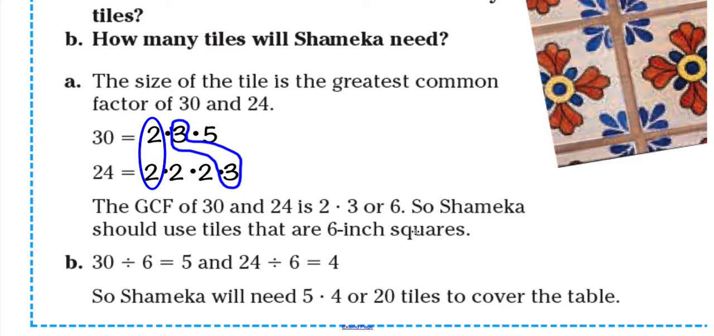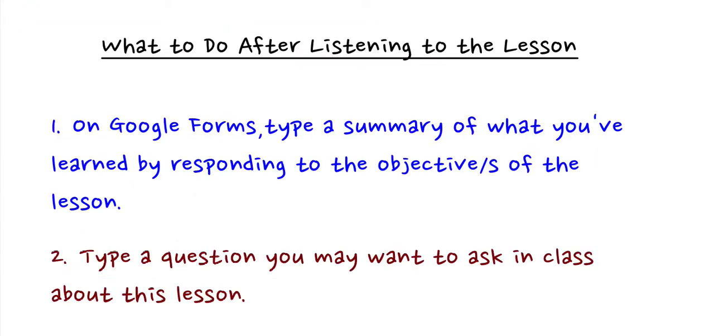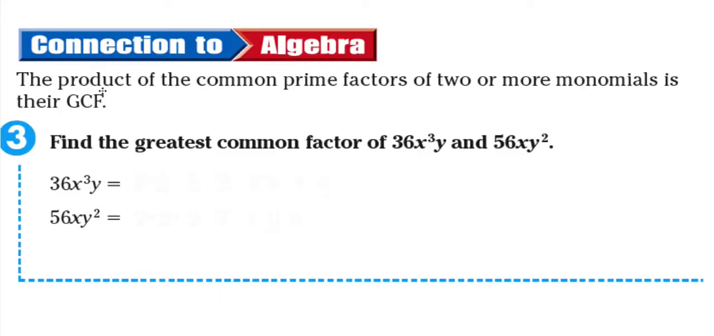And let's do the last example, connection to algebra. The product of the common prime factors of two or more monomials is their GCF. So if we are doing algebraic expressions, and you want to find the GCF, this is how you do it. First and foremost, find the prime factors of 36: 2 times 2 times 3 times 3, and simply expand x cubed to become x times x times x, and y right there.